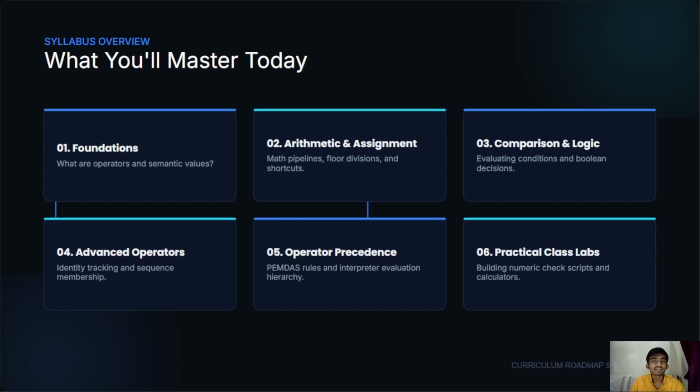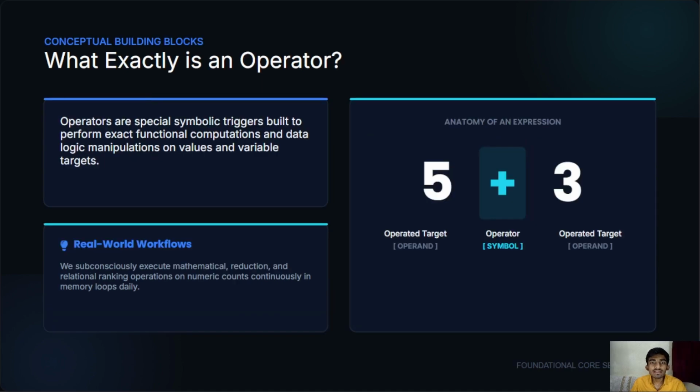So let's get started with a simple question. Imagine I have two numbers on the board. One is 5 and another is 3. Now I ask you to add them. What symbol will you use? Probably you will say plus sign. If I say you want to subtract them, what symbol will you use? Minus sign.